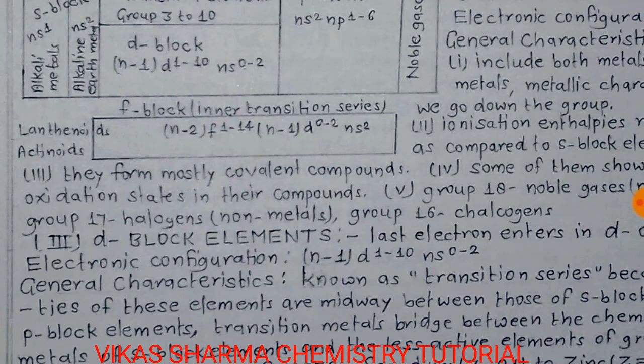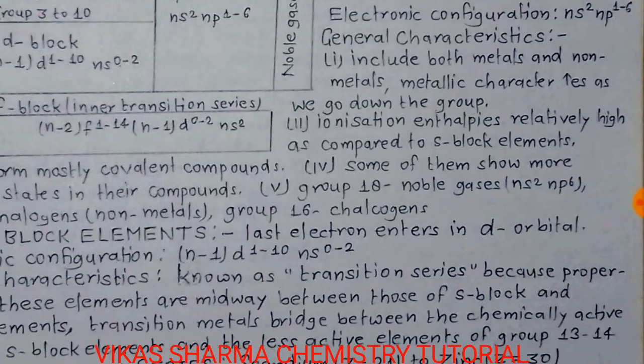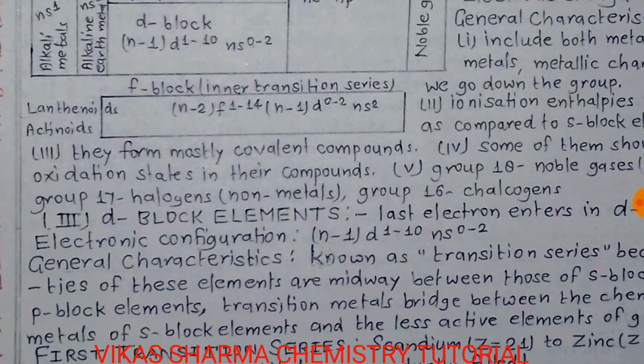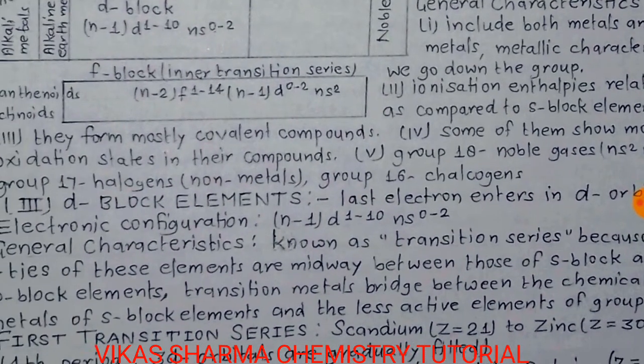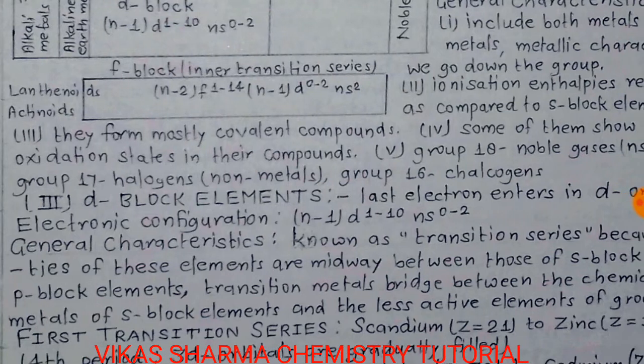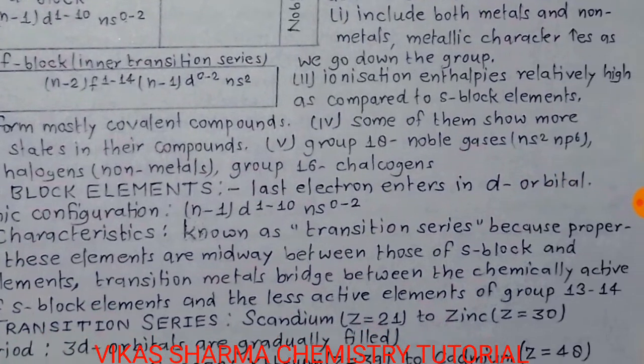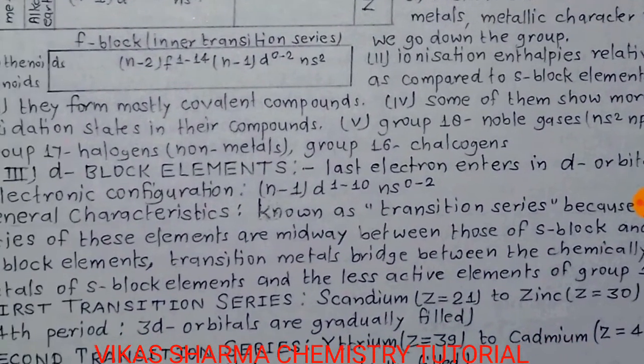The third one, student, is that they mostly form covalent compounds. Fourth, some of them show more oxidation states in their compounds. Fifth, group 18 noble gases are inert. Group 17 is known as halogens, which are non-metals, and group 16 is known as chalcogens.